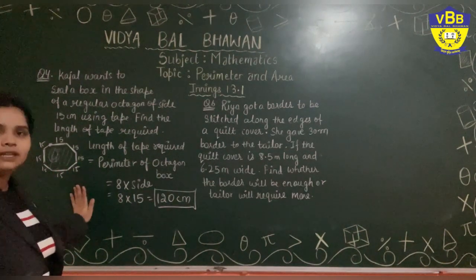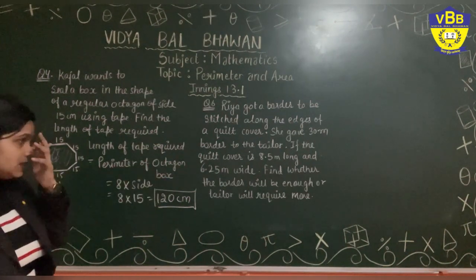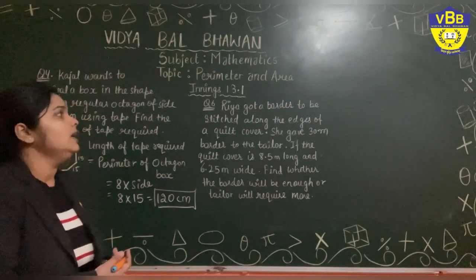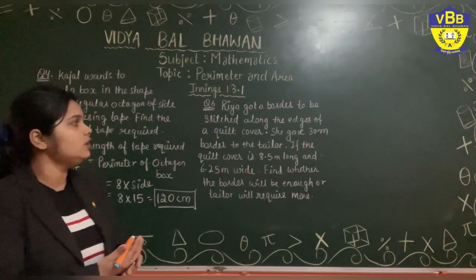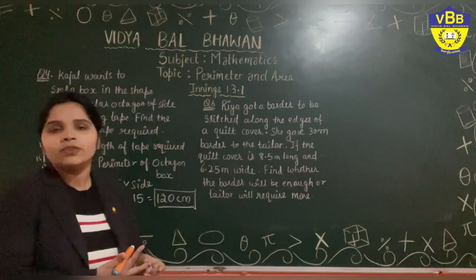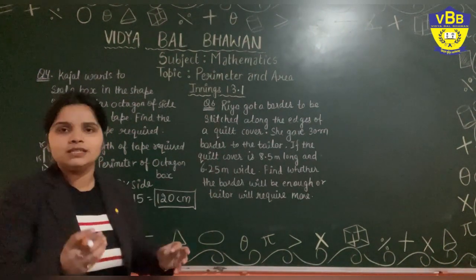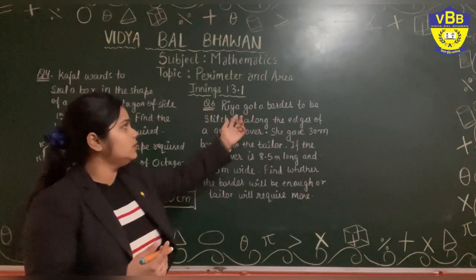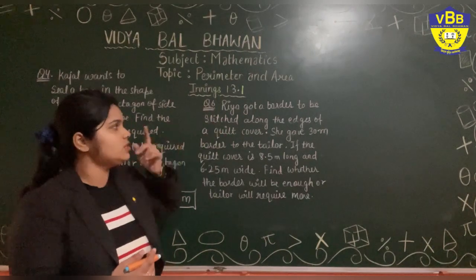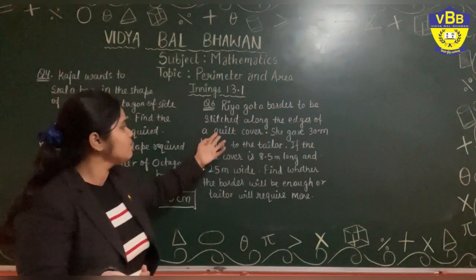I hope this is clear, everyone. Let's move to our next question, as you can see written on the board. Question number 6. Riya got a border to be stitched along the edges of a quilt cover. Quilt is basically a kind of blanket. Riya got a border to be stitched along the boundary of the quilt cover.